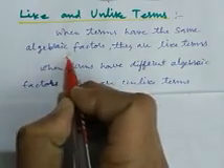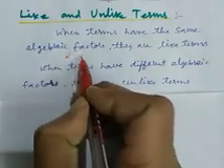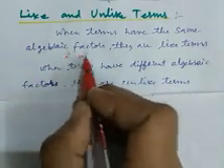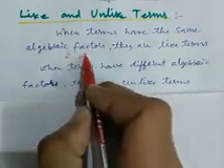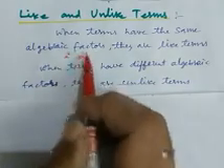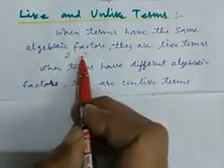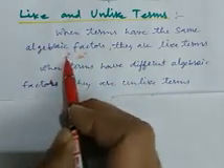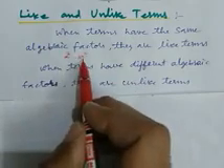x square, 3x square. Here both the terms are the same, x square and x square. Although their numerical coefficient is different, they are like terms because the algebraic factors are the same, x square. So these are like terms.